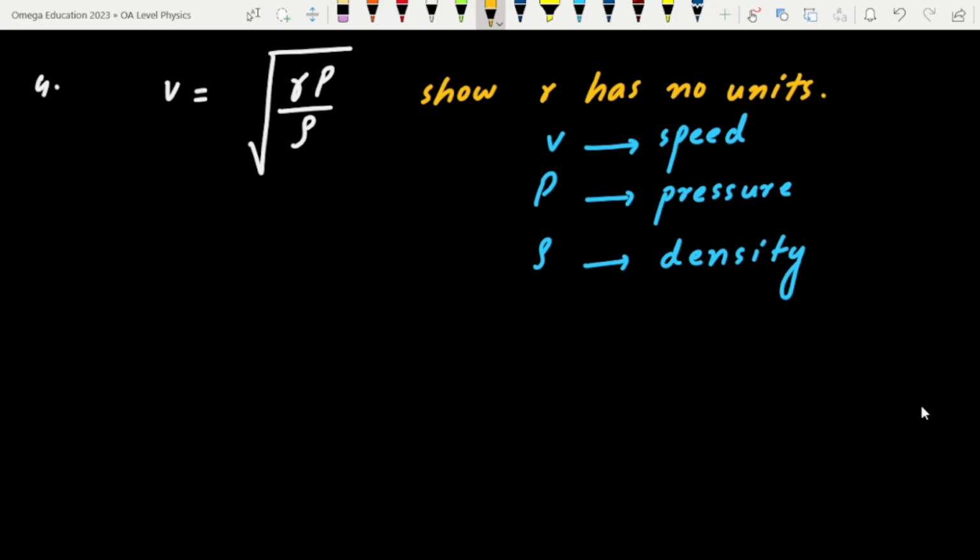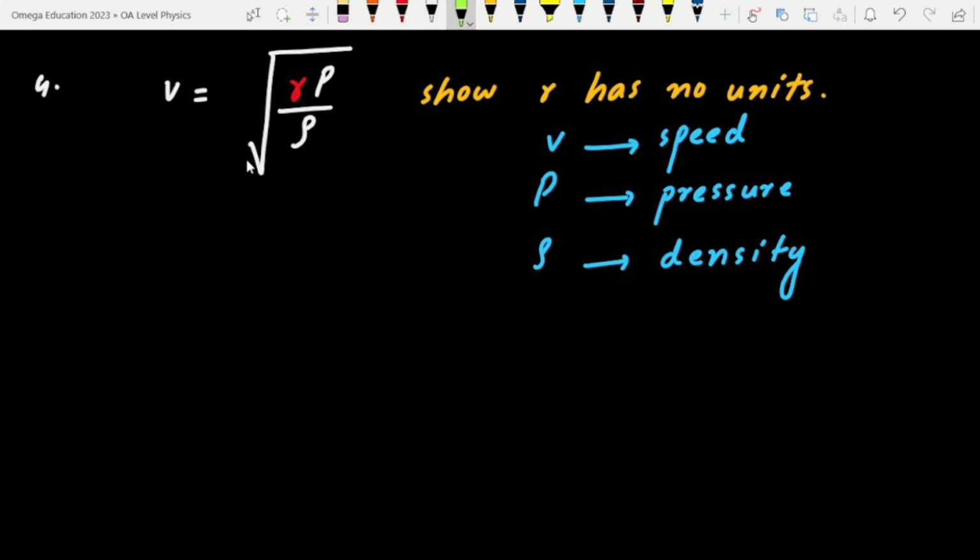Okay, so boys and girls, this is the next question, and we have question number 4. There's a variation in it. In this question, they have asked you to show that gamma has no unit. You have to show that this letter here has no unit. In the question, they have specified the quantities as well. For example, they have told you v stands for speed, p stands for pressure, rho stands for density. And you have to show that gamma has no units.